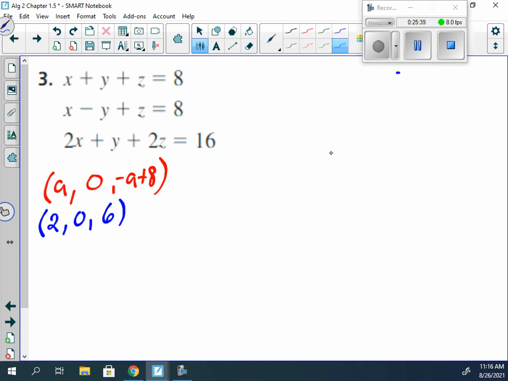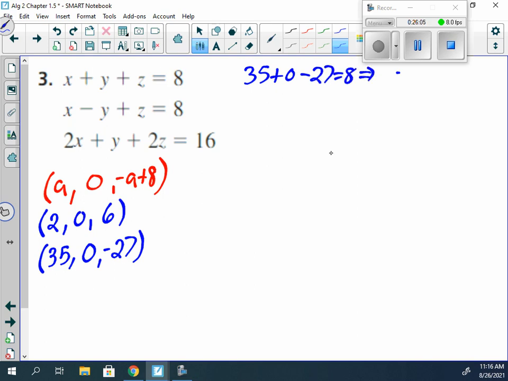Does someone want to give me another value for a? 35. So we can say 35 is a. So we have 35, 0. And this one here would be negative 35 plus 8, which will be negative 27. So we'd have 35 plus 0 minus 27 is equal to 8. Yeah, and we can do that here in a second. So this here would be 8 is equal to 8.